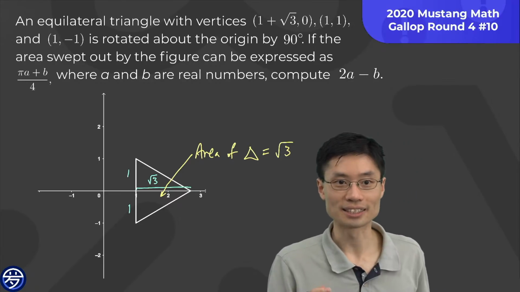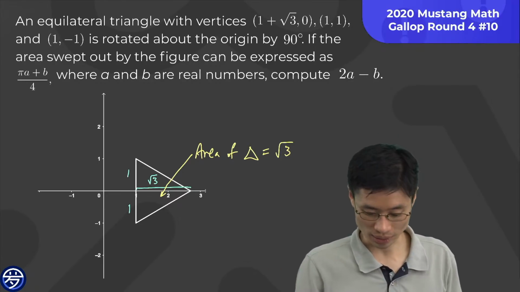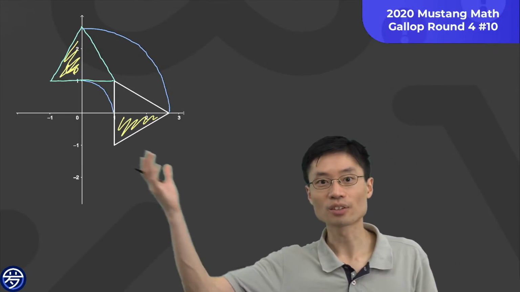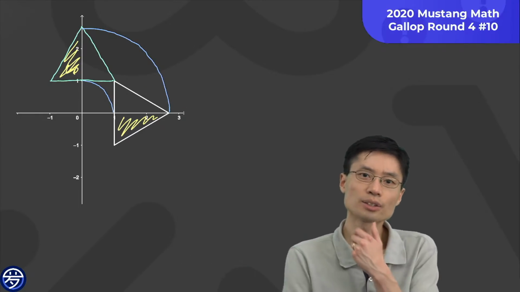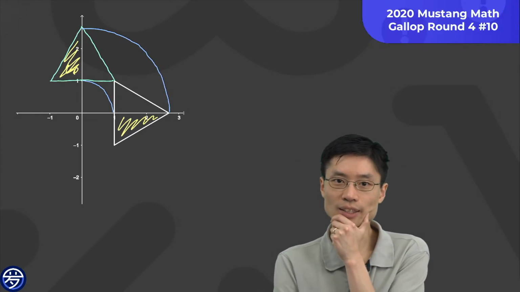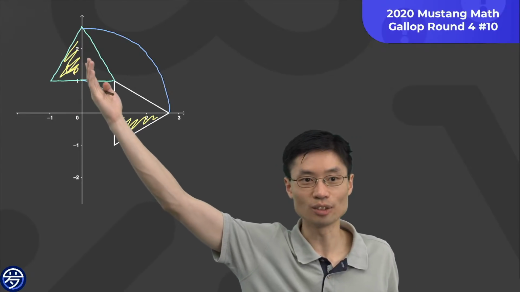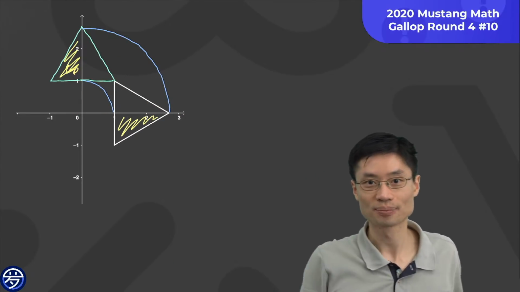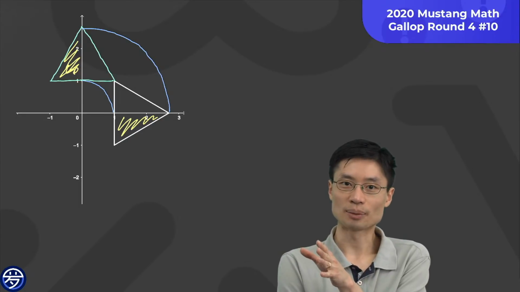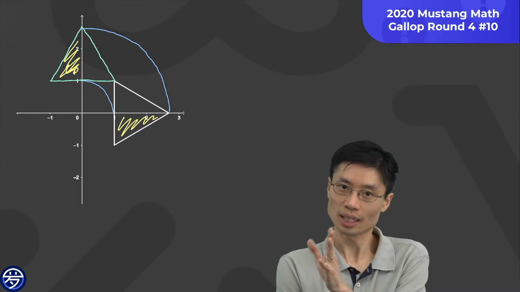Well, if that's the case, then what can I do? Let's take a look at this. If the area of the whole triangle is root 3, it looks to me like we're just going to take half the triangle plus the other half of the triangle plus this quarter circle thing. Before we go on, let's double check that that's really the shape. That looks like the shape.